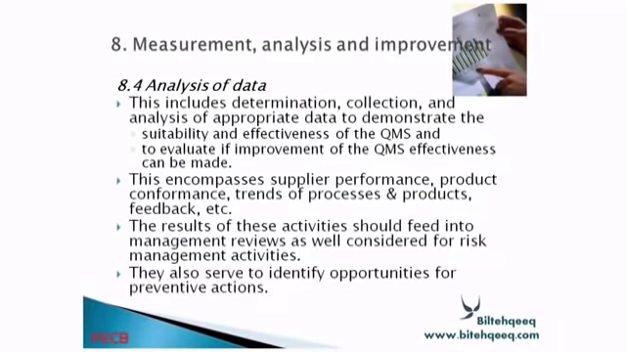8.4 is related to the analysis of data. This includes determination, collection, and analysis of appropriate data to demonstrate the suitability and effectiveness of the quality management system, and to evaluate if improvement of the quality management system effectiveness can be made. This encompasses supplier performance, product conformance, trends of processes and products, and feedback. Results of these activities should feed into management review as well as be considered for risk management activities. They also serve to identify opportunities for preventive action.